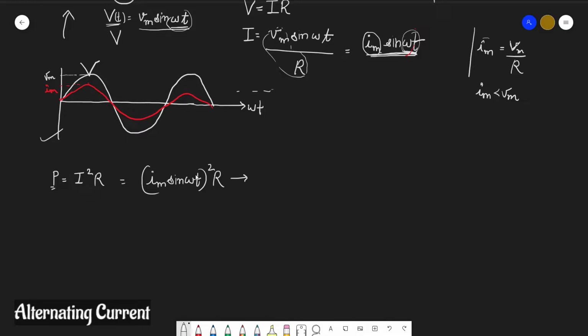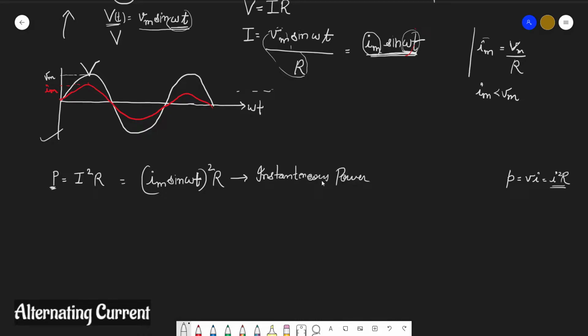Suppose in DC, let us denote DC power in small letters: P is equal to VI, or we say I square R. Here there is no such time dependence, whereas this power is dependent on time. Whatever value of time you put here, you will get a corresponding value of power. Such power is instantaneous power. You need to understand from here.